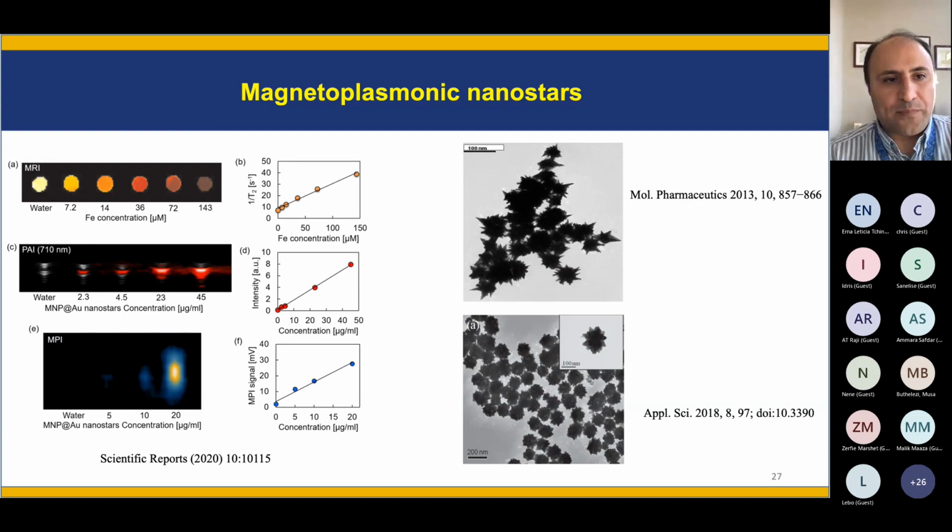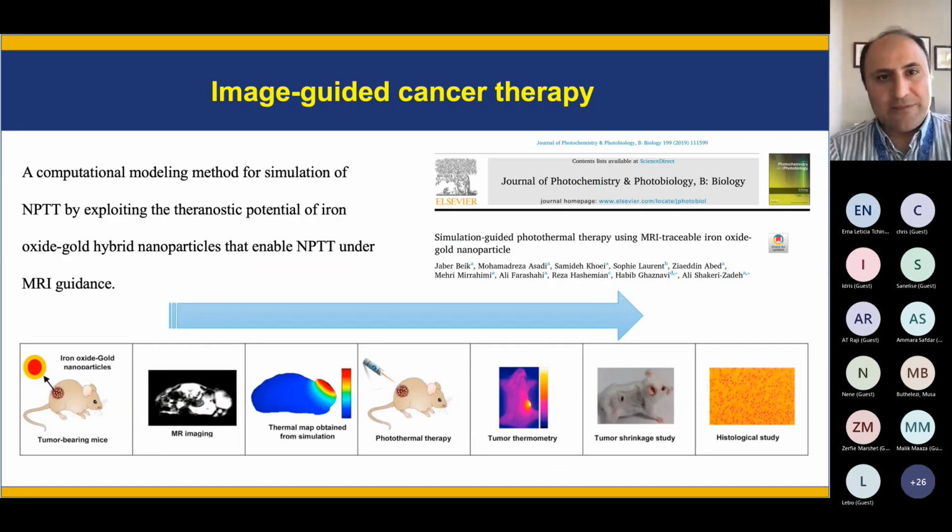In this paper, that is published in Scientific Reports, they did a proof of concept study using the magnetoplasmonic nanostar, they could do MRI and photoacoustic imaging and MPI, some kind of multimodal imaging, and as I said, at the same time they can use the same nano platform for treatment. And also recently we published another paper in the field of image-guided cancer therapy. If you want, you can look at this paper.